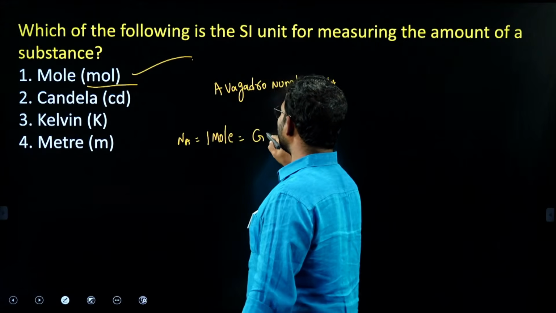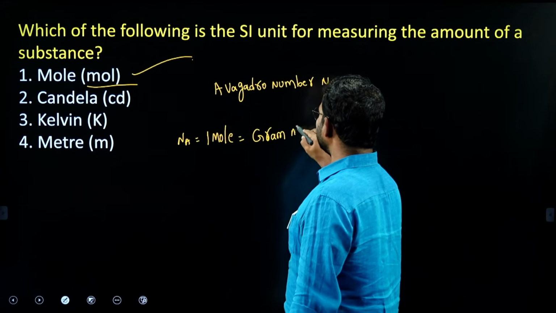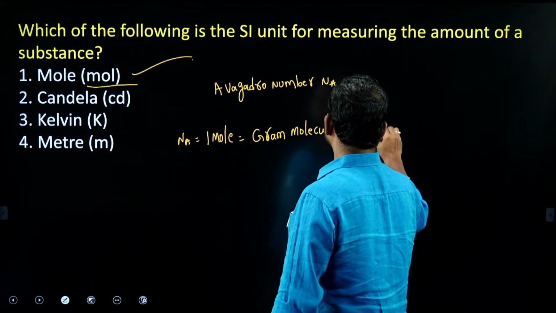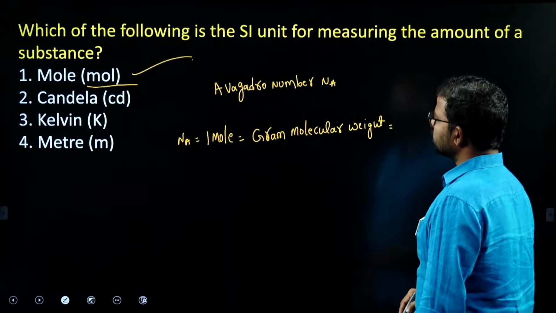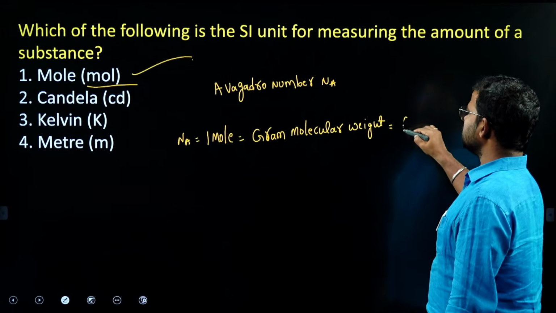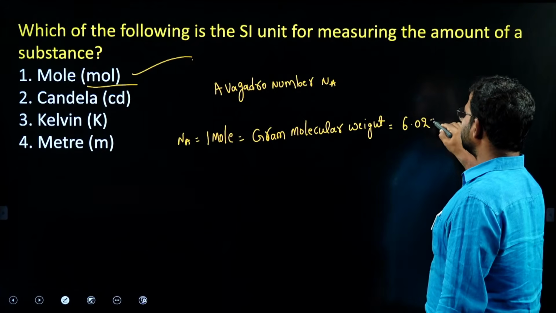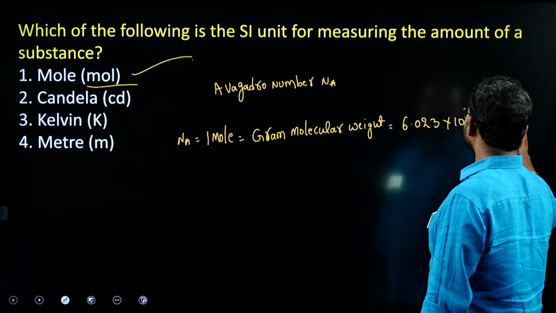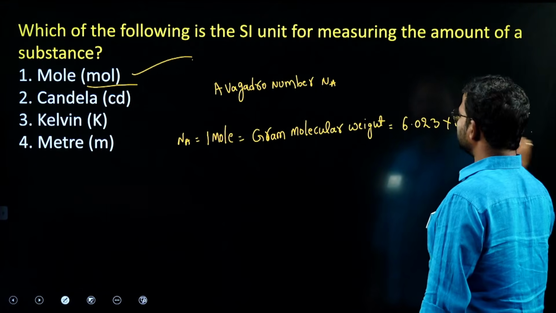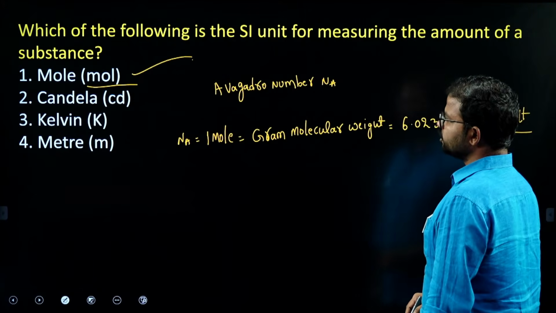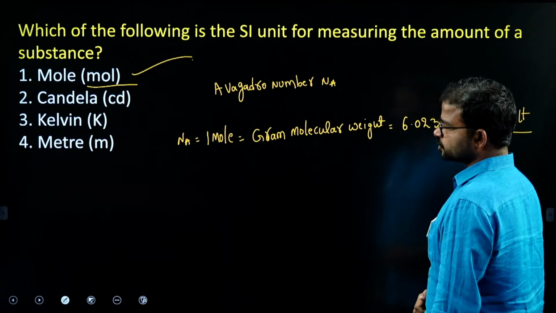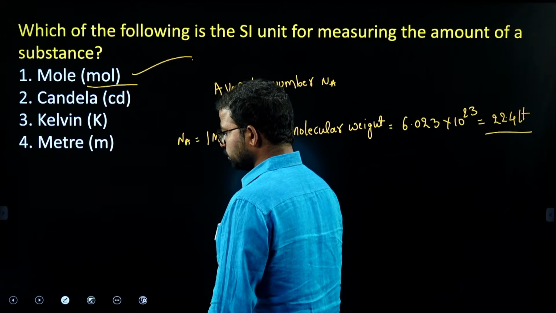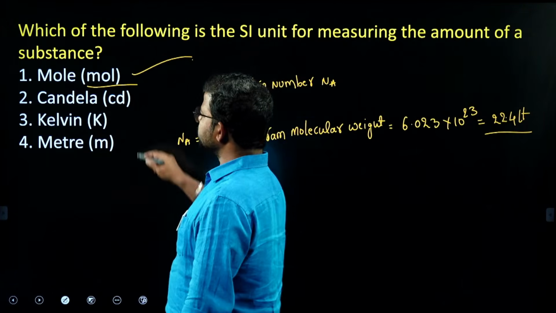1 mole is equal to the gram molecular weight, which is equal to 6.023 into 10 power 23. If it is a gas, then we should also consider 22.4 liters. So this is the relation which concerns the Avogadro number, 6.023 into 10 power 23. Very good.